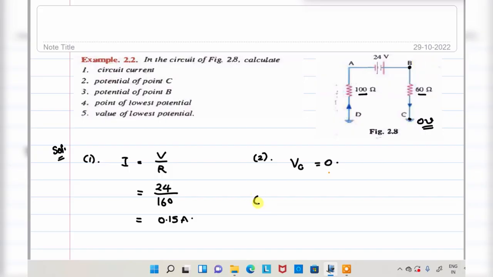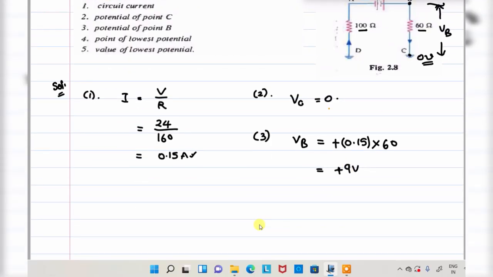Okay. So potential of point B, that is VB, is equal to, by Ohm's law, V is equal to IR. What is the I? I value is 0.15. And the potential of point B is nothing but the voltage between these two points. VB is equal to, it is plus with respect to the ground above, right? Plus I into R, what is R? 60. That will be equivalent to I into R plus 9 volt. Is it okay?